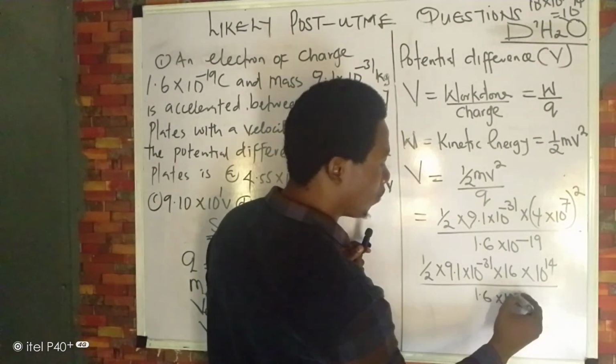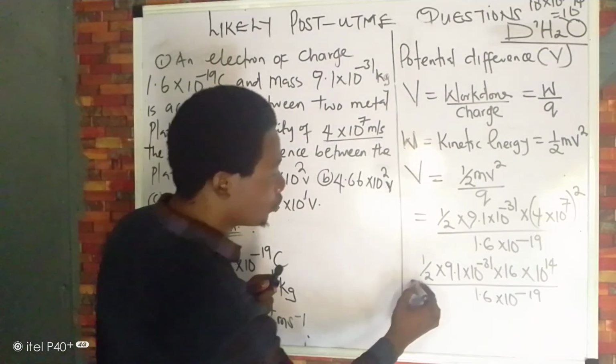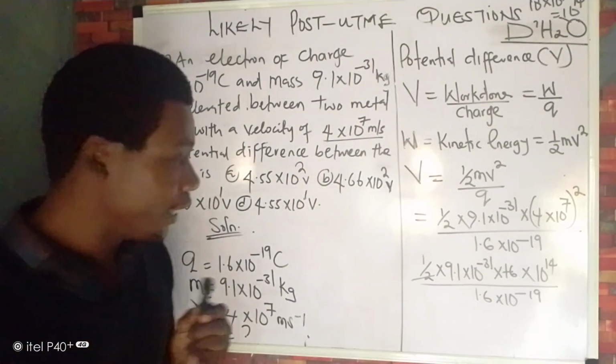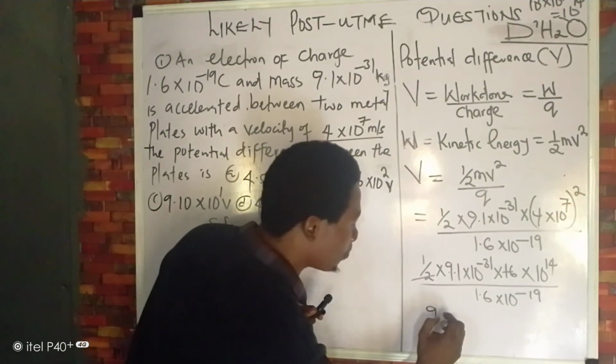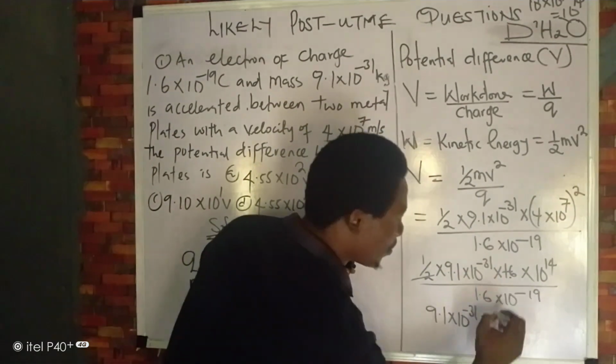1.6 times 10 raised to the power of what? Minus 19. So first of all, I'm going to use this 2 to cancel 16. And that's going to give us 8. So we have 9.1 times 10 raised to the power of minus 31 times, here is what?